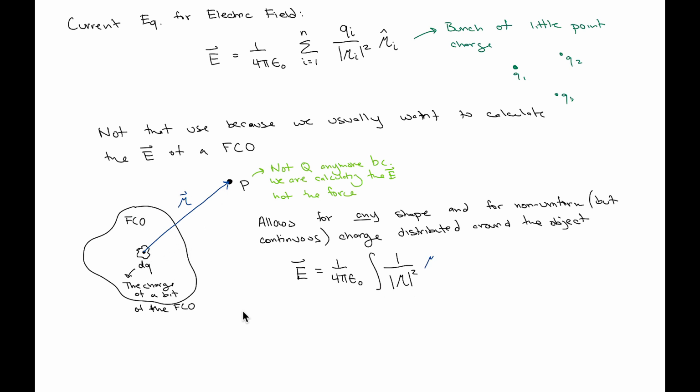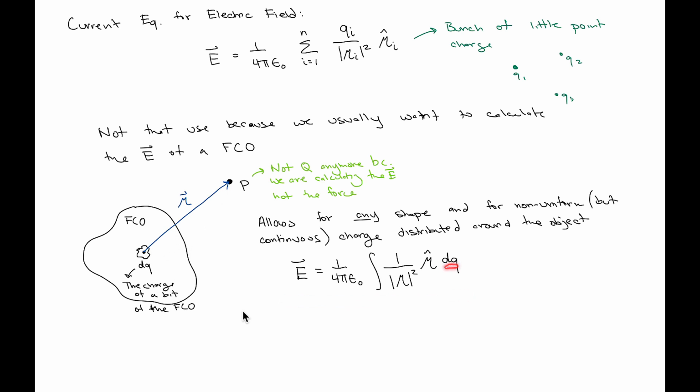Same thing with our r hat. Our script r hat is also going to change as I integrate over all of this object. And the dq here is also going to change. It's going to be the different charges on the different parts of my object. So this is the general integral that I can set up for a funky charged object.